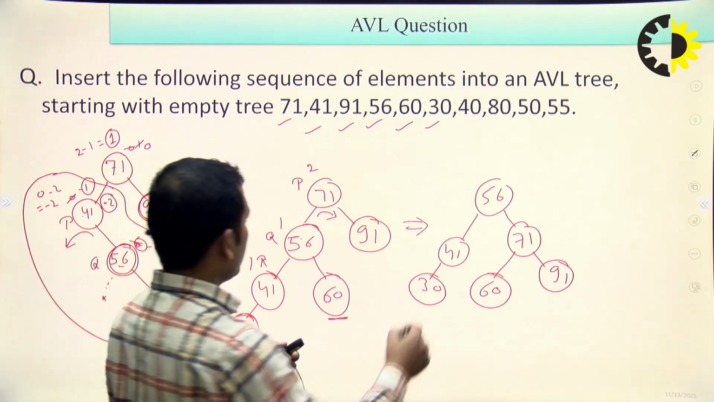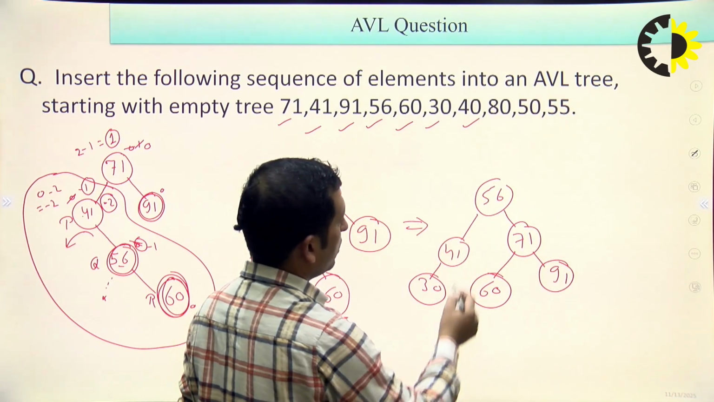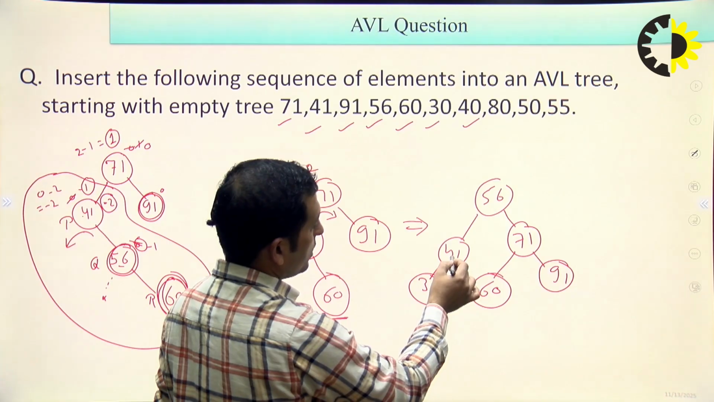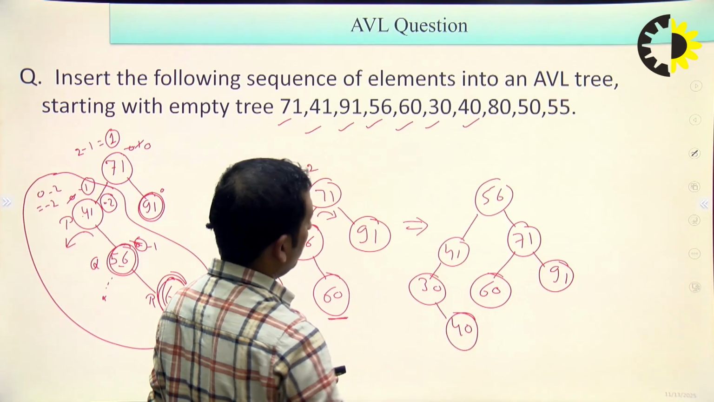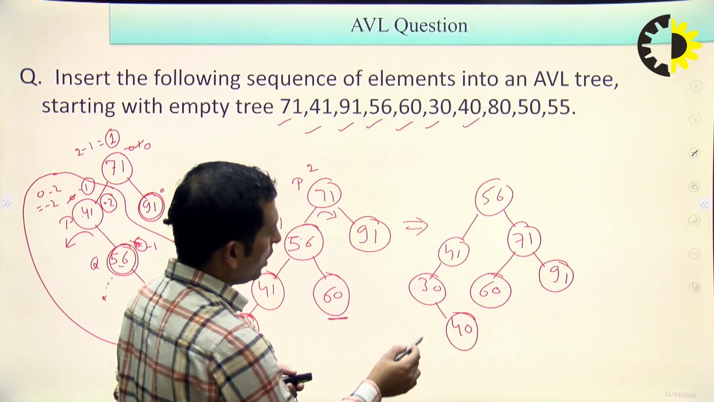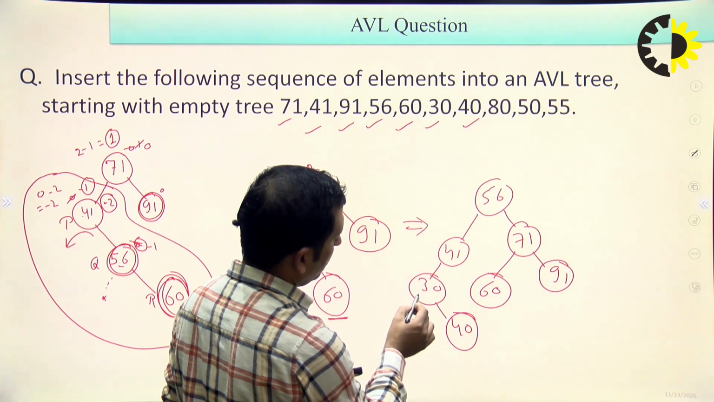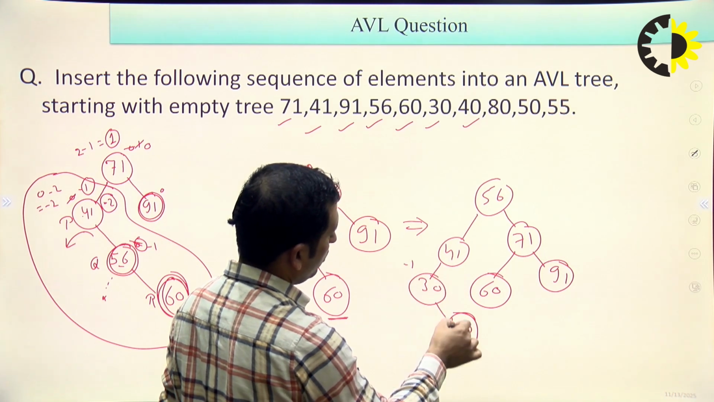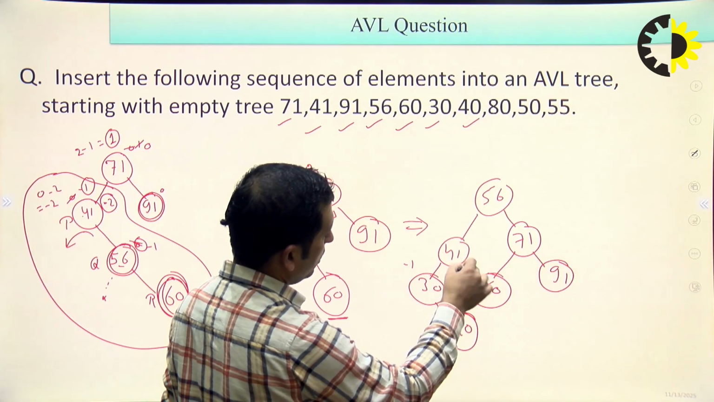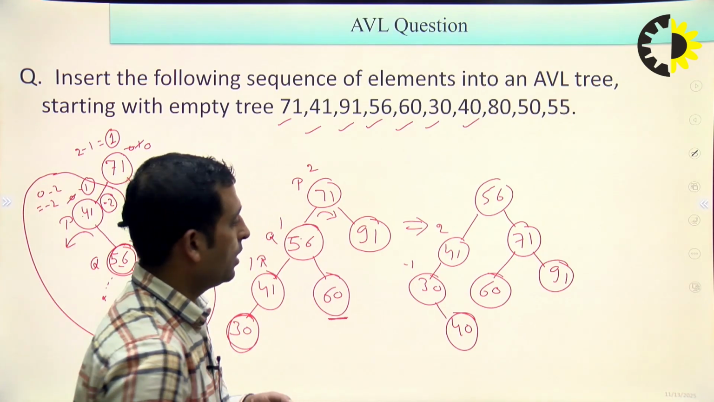Now, the next node to insert is 40. Where will 40 go? Less than this one, less than this one, greater than this one. So, 40 will come here. Now, calculate the balance factor of the ancestors. The balance factor of 30 is 0 minus 1, this is 2, 2 minus 0 is 2. So, our tree becomes unbalanced at this point.